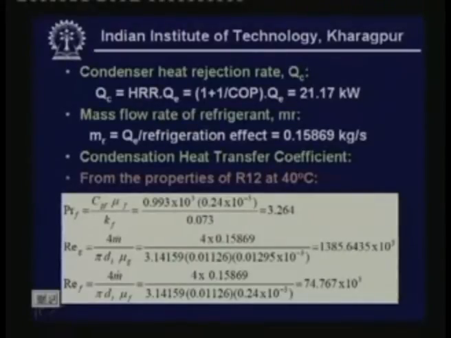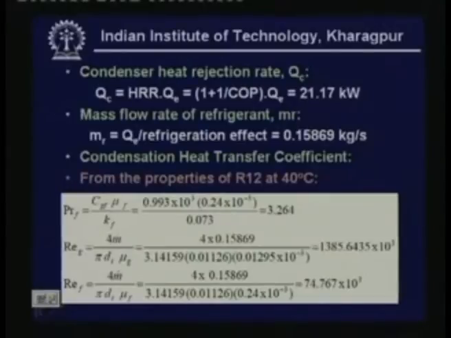From now, first let us find out the condensation heat transfer coefficient. For that we need the properties of R12. The properties of R12 I have not mentioned here, but they have to be evaluated at the condensing temperature, and the condensing temperature is specified as 40 degrees centigrade. So you have to find the saturated properties of R12 liquid and vapor at 40 degrees centigrade. I have used those values, and using them I have found these non-dimensional numbers.